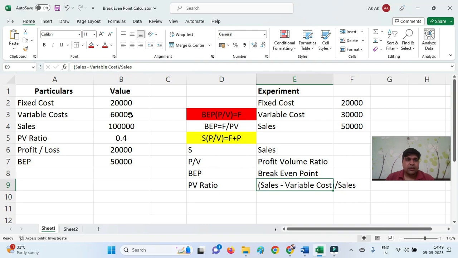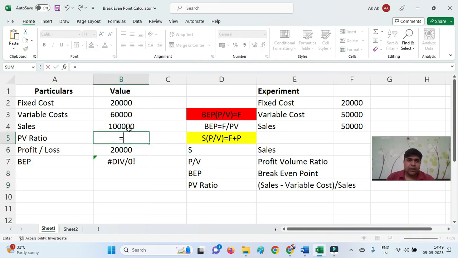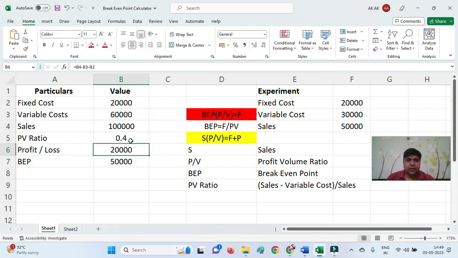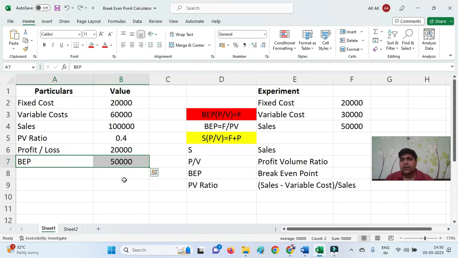Sales minus variable cost, and I divide it by the sales itself. This is 0.4. So this is calculated as 50,000. My BEP is 50,000. Now I will also upload this worksheet with my video so that you can download it and fill in your figures and do it.